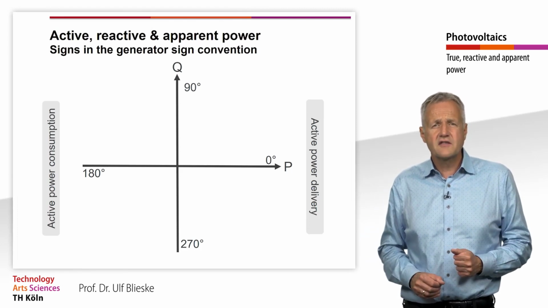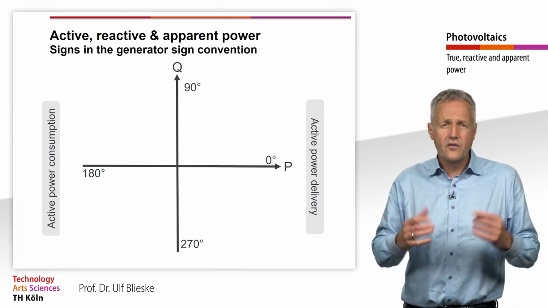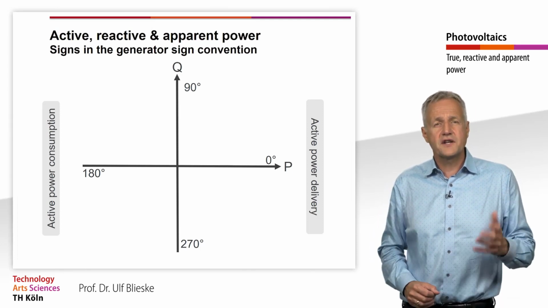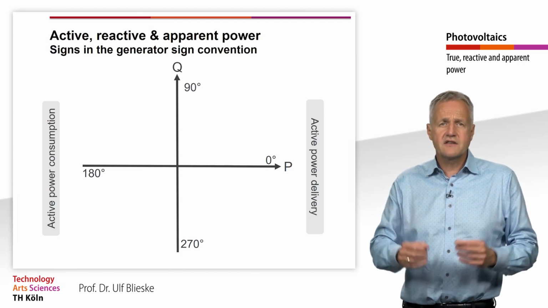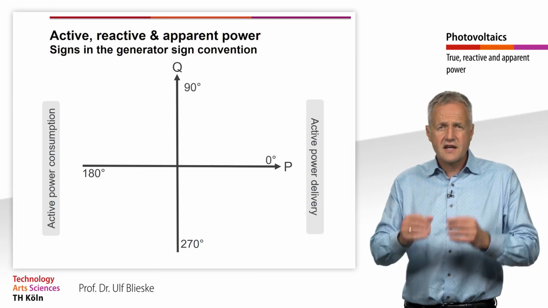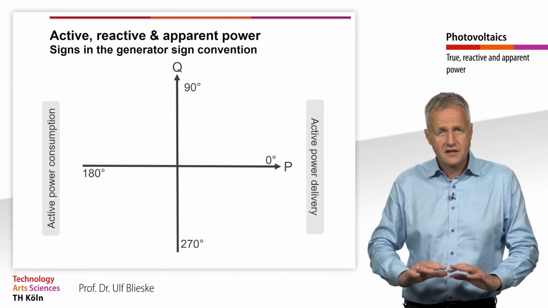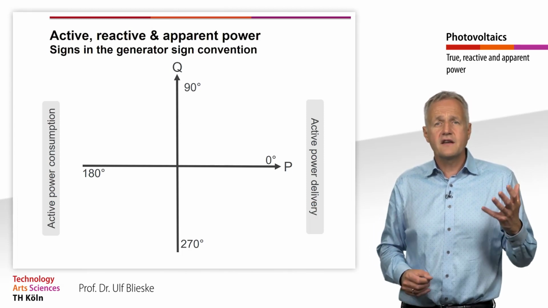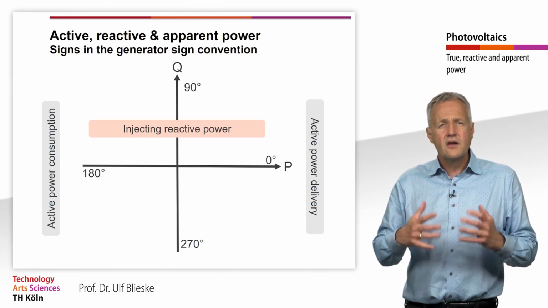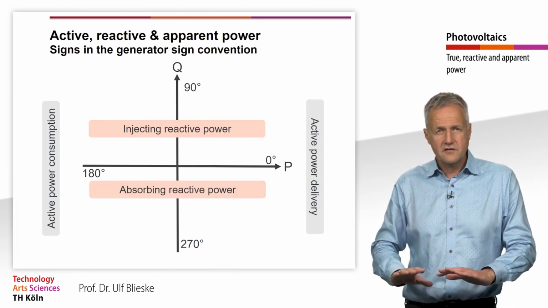The sign of the reactive power can easily lead to confusion, since it depends on whether the system is considered in the consumer or in the generator sign convention. We choose the generator sign convention for our consideration. Here, injected active power is counted positively and consumed active power is counted negatively. Reactive power is defined as positive if inductive reactive power is injected. If inductive reactive power is absorbed, the reactive power is negative.